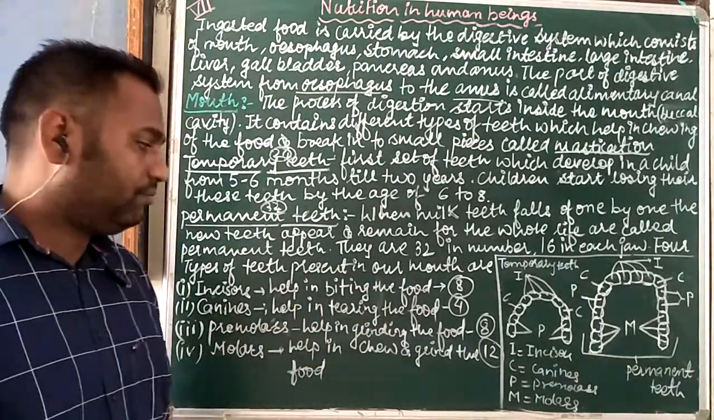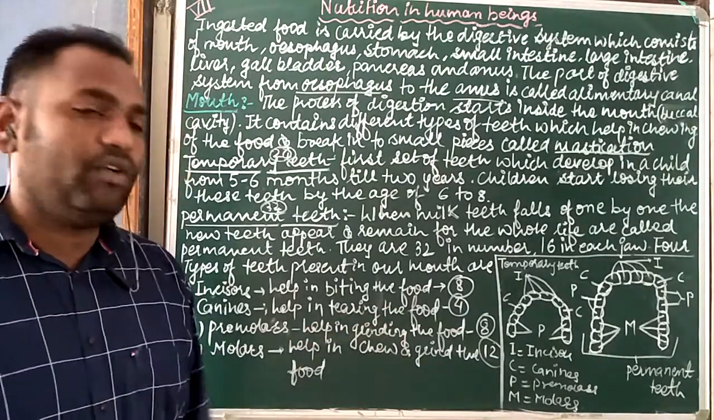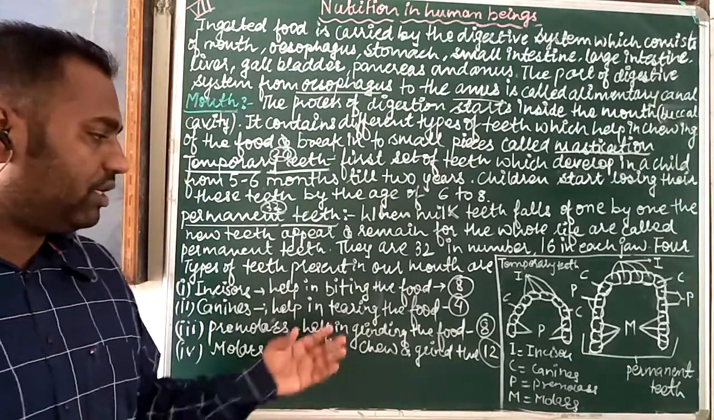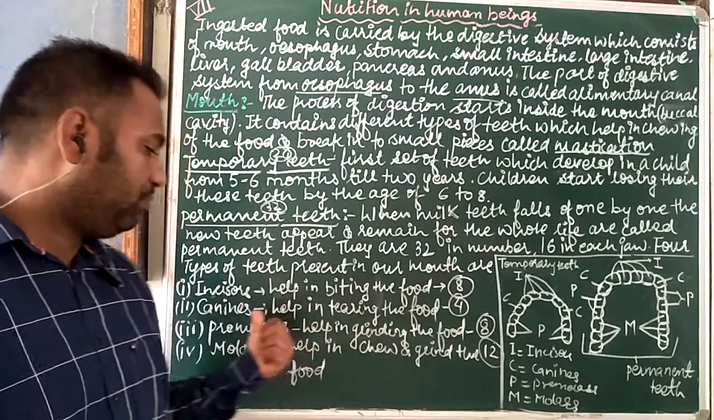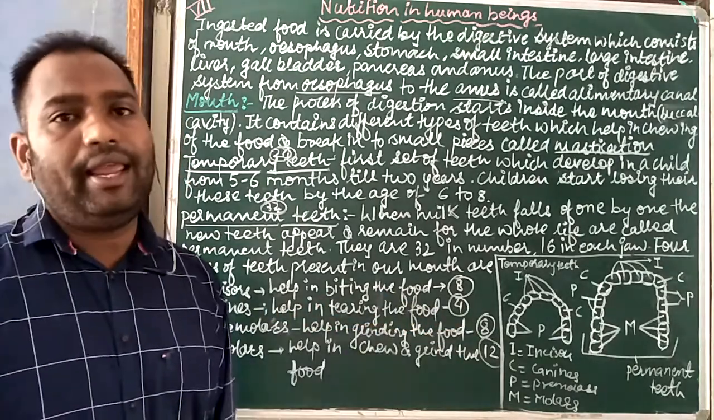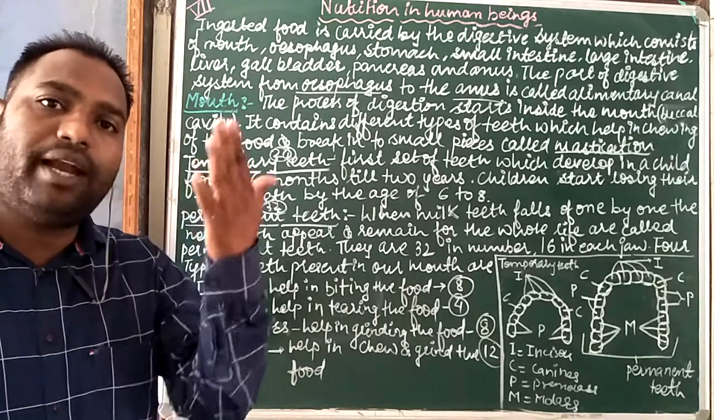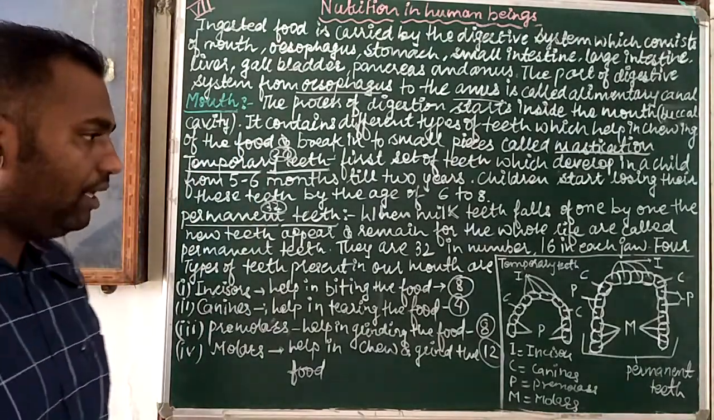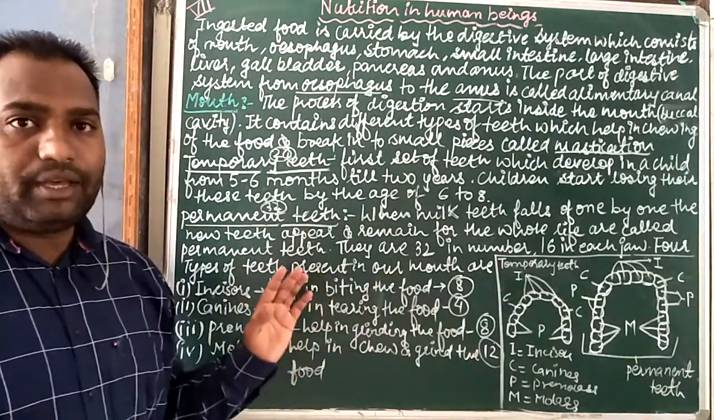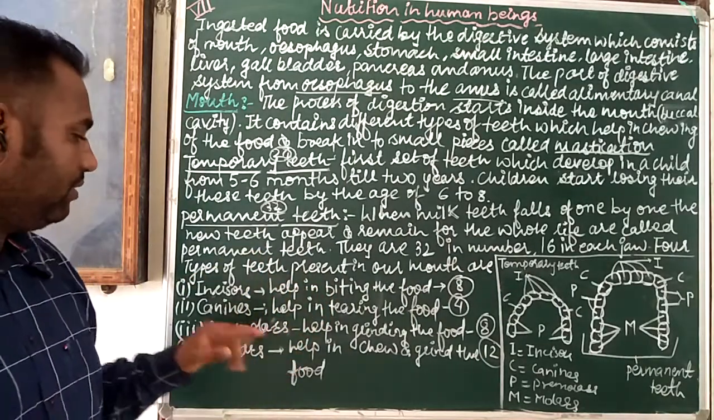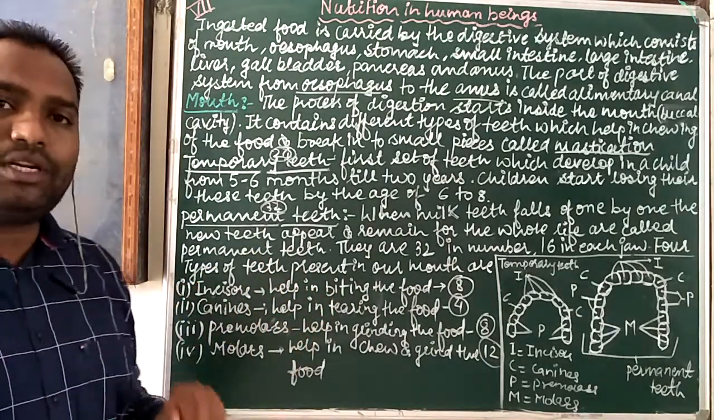Next is premolars, which help in grinding the food. To grind and churn the food, we need premolars. They are 8 in number, because 4 are in the lower jaw and 4 in the upper jaw. I will show in the diagram where the incisors, canines, premolars and molars are situated.